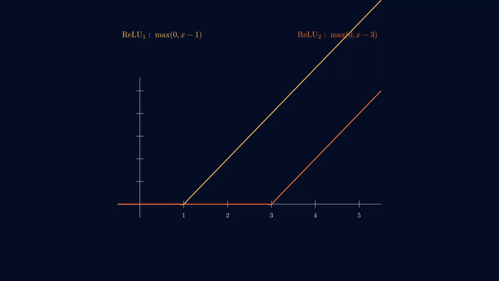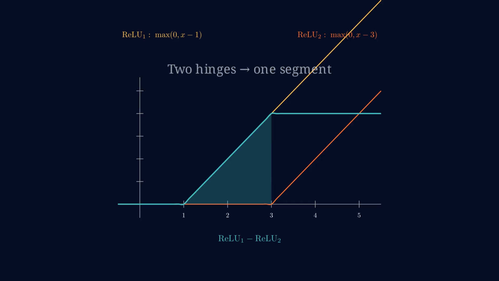For x less than 1, both are 0, so the result is 0. For x between 1 and 3, ReLU 1 is x minus 1, ReLU 2 is 0, so the result is x minus 1, a line segment with slope 1. For x greater than 3, ReLU 1 is x minus 1, ReLU 2 is x minus 3, so the result is 2, flat again. We've created a single sloped segment between x equals 1 and x equals 3, flat everywhere else. This is the building block.